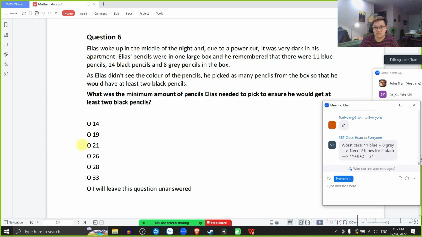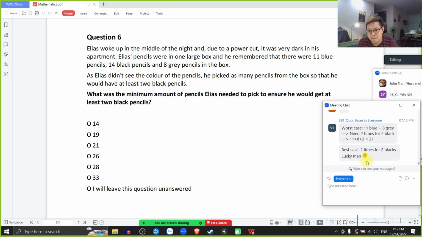How about 21? Worst case. Oh yeah, could be. Lucky man. How about 21? So I think the answer is 21. Yeah, I think the maximum number of times is 21, and the minimum is just 2 times. If he's so lucky, it would be 2 times, but if he's so unlucky, it's going to be 21.